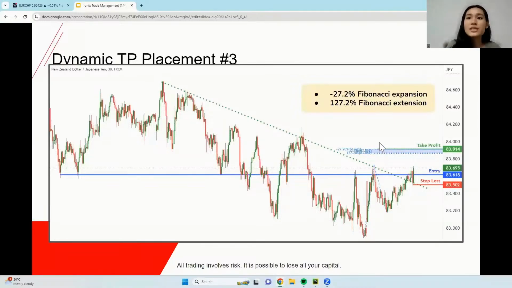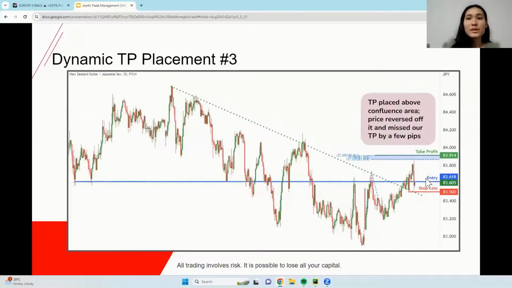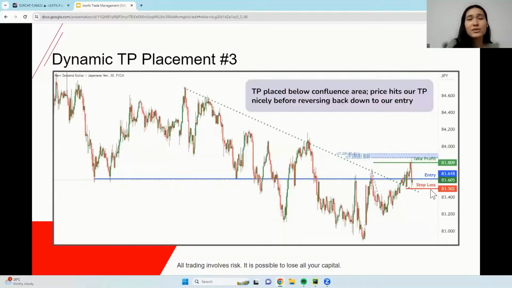So we are expecting price to rise above this entry level and hit towards our take profit amongst this Fibonacci confluence area. But we see that our take profit, when placed above the confluence area, actually missed price by a few pips, because price reversed off of this confluence area and back down to our entry. So same idea over here, our take profit should be placed below the confluence area.